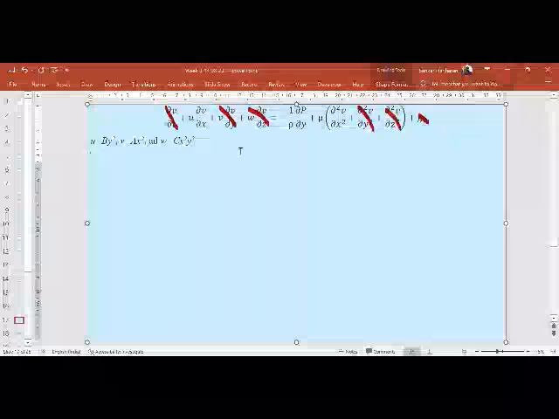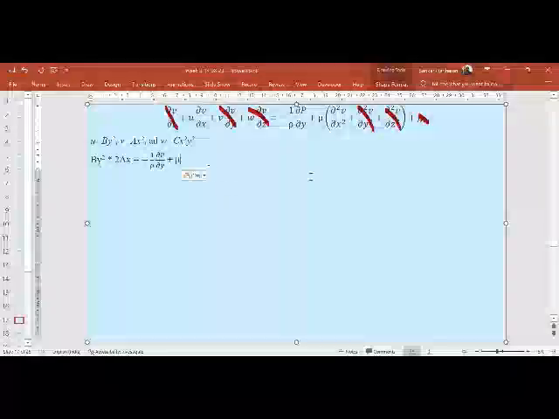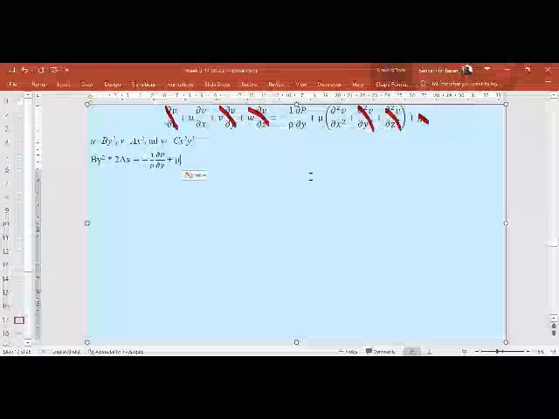So based on this information, we'll write down what balance we get. We'll get b times y square multiplied by ∂v/∂x, which will come out to 2ax, should be equal to the pressure gradient term over here, minus 1 by rho ∂p/∂y, plus mu times ∂²v/∂x², which will come to 2a.